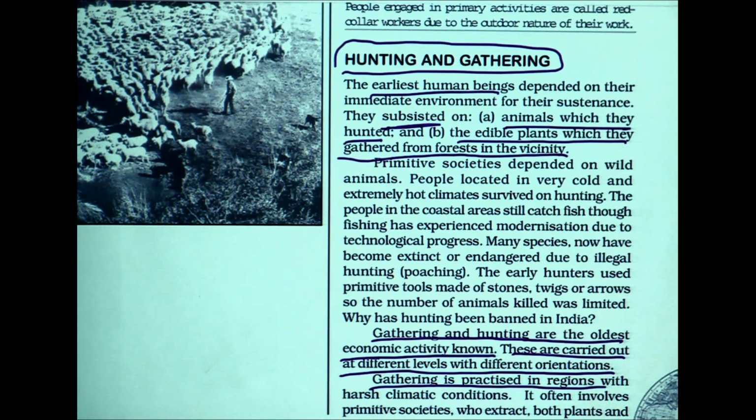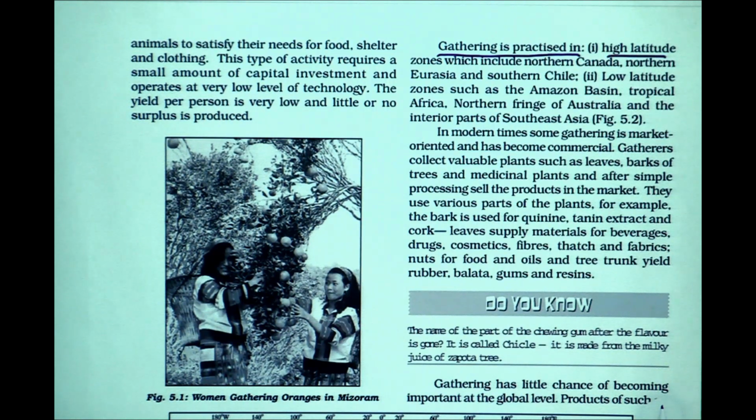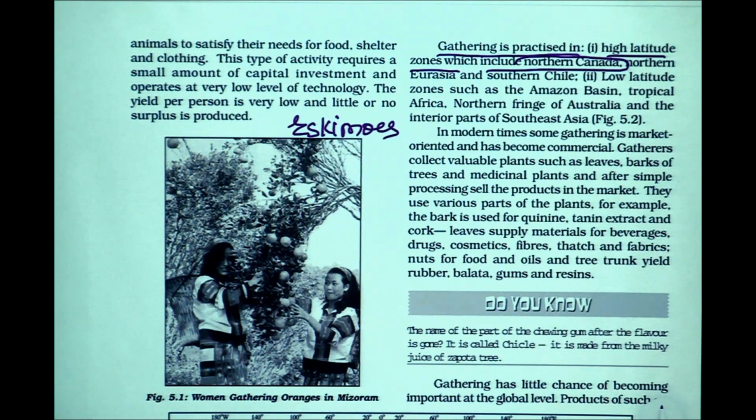Gathering is practiced in the region with harsh climatic conditions. It often involves primitive society. Gathering is practiced in high latitude zone, including northern Canada. As soon as I take northern Canada, the primitive people that comes into our reference will take that in the account of map as well. Eskimos. Eskimos are considered to be the primitive native dwellers of Canada which are engaged in gathering.